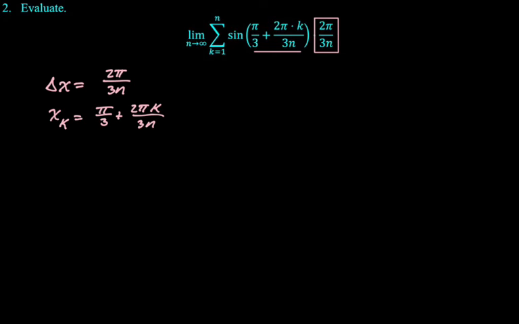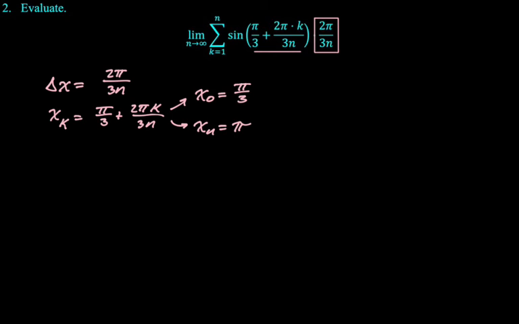Now we just said on the last problem, once you get to this step, you automatically find x sub 0 and x sub n. If you plug in 0 for k, you just get pi over 3. If you plug in n, you get pi over 3 plus 2 pi over 3. So pi over 3 plus 2 pi over 3 is just pi.